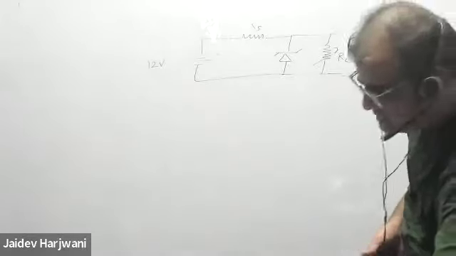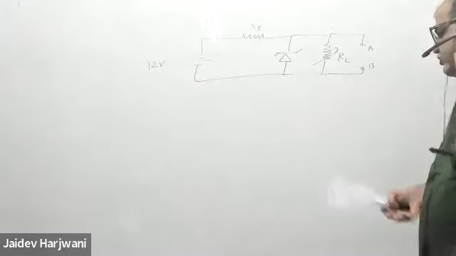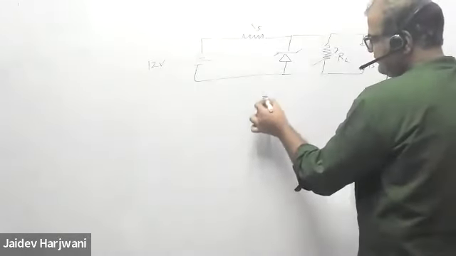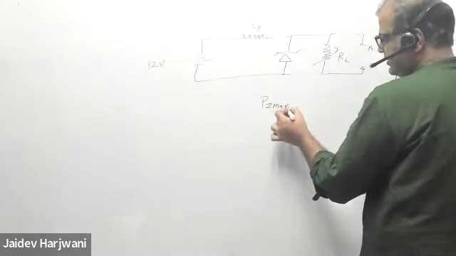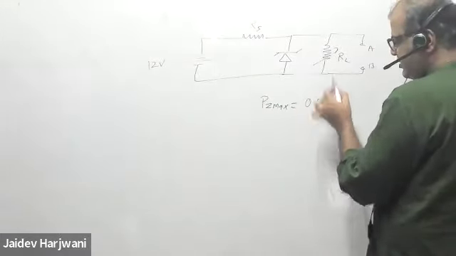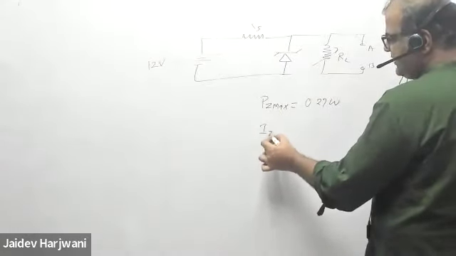So what is the minimum series resistance? Can you tell me now, you can calculate. Tell me what is the minimum series resistance for the question. Same question. This time it is given the value of PZ max. So PZ max is given, how much? 0.7 watt. So I can find IZ max.